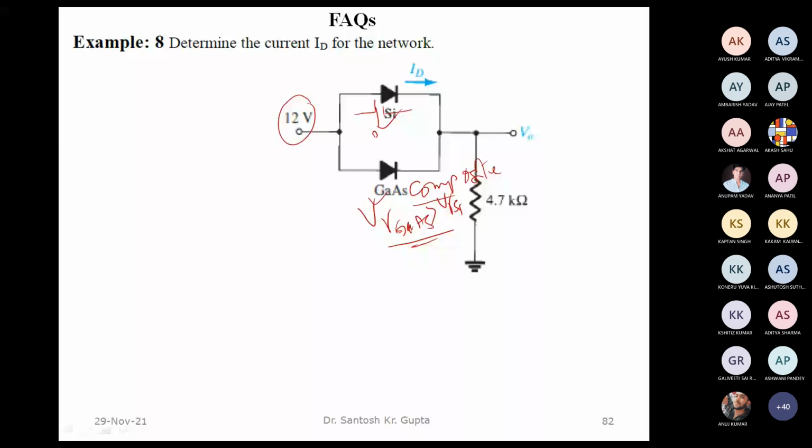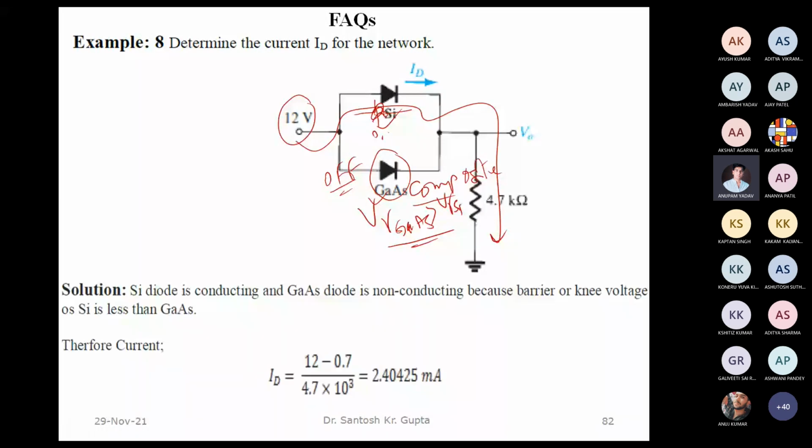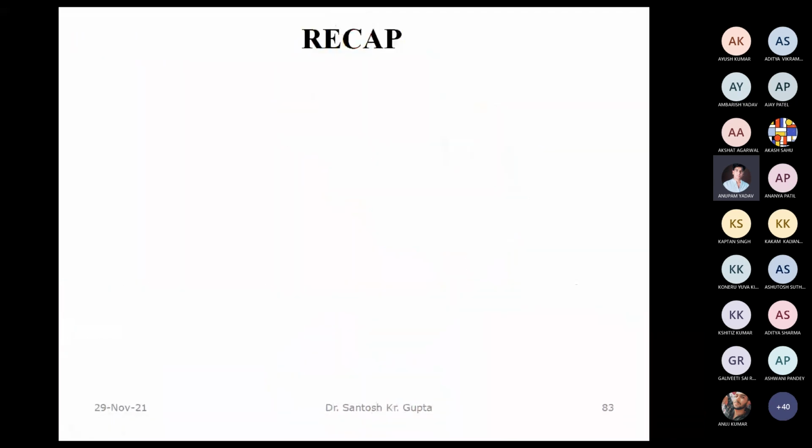Because of this, the potential across gallium arsenide never exceeds this 0.7 volt, and so it will remain off here. So current will only pass through this silicon diode, with the 12 volt source. The current one can compute in the same way.